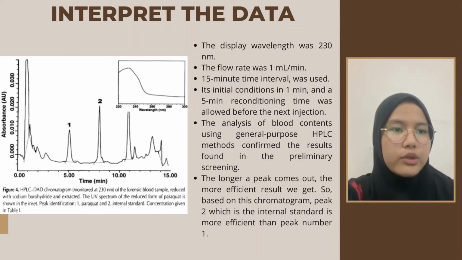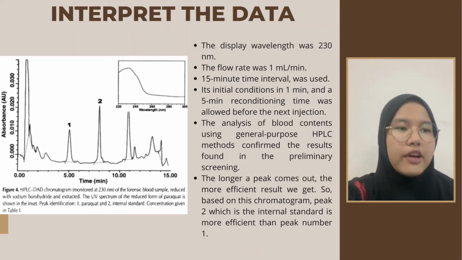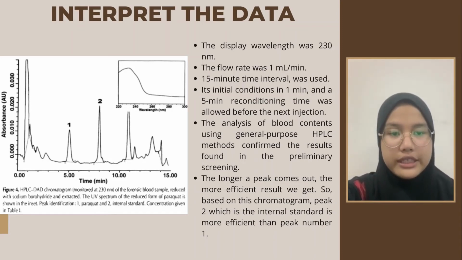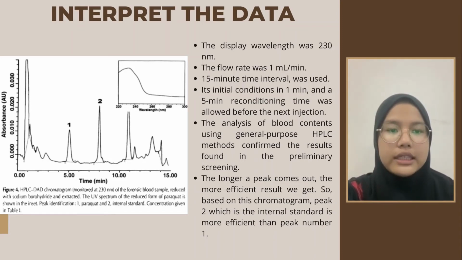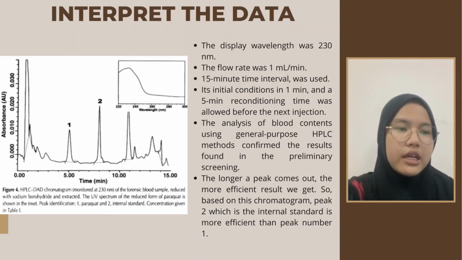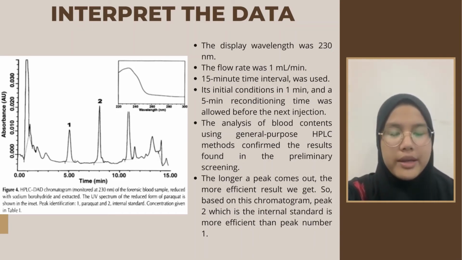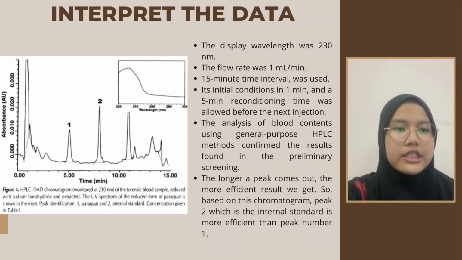Peak 1, which is paraquat, comes out at 5 minutes of retention time, while peak 2, which is the internal standard, comes out at 8 minutes of retention time. So the longer a peak takes to come out, the more efficient the result. Based on this chromatogram, peak number 2, which is the internal standard, is more efficient than peak number 1.